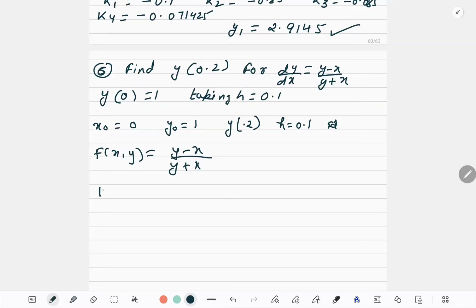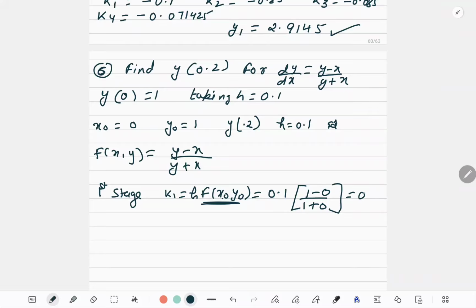First step, I'll write first stage. Now in the first stage, what is the value of K1? K1 is h f of x0, y0. What is h? H is 0.1, and the value of function at x0, y0 means what? Y0 is 1. So (1 minus 0) upon (1 plus 0), so that is equal to 0.1. That is the first value.